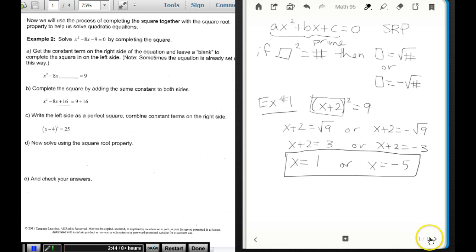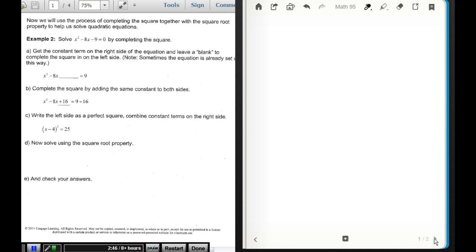Let's get a new sheet of paper. In example 2, the idea is we want to take a binomial or a trinomial on the left side and modify it. So we start out with something like this: x squared minus 8x minus 9 equals 0.